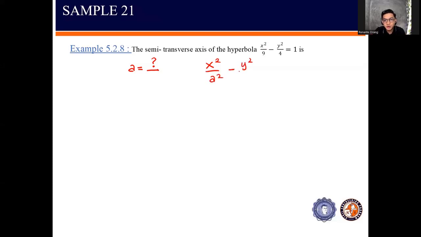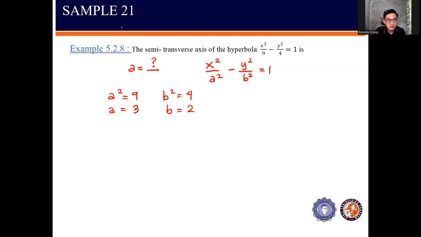Minus y squared over b squared, because it is the negative one. So therefore, in this case, let's just repeat what we did earlier. Our a squared is 9. Therefore, our a is the square root of 9, which, again, is 3. Then for this one, our b squared is plus 4. Therefore, our b is the square root of 4, which is 2.